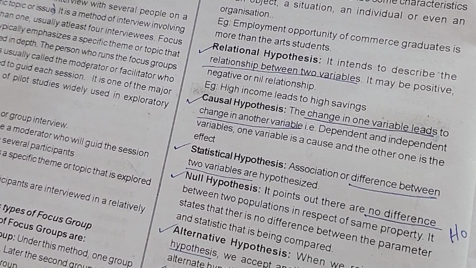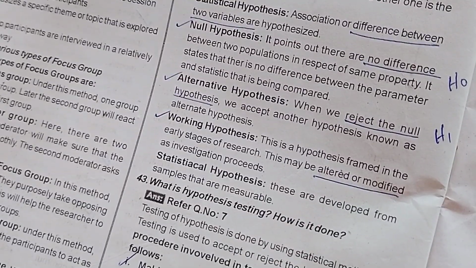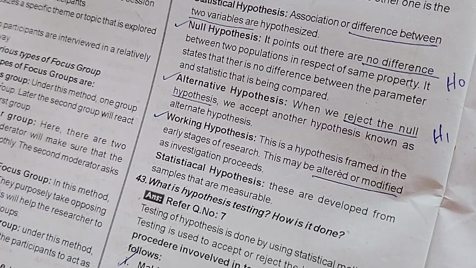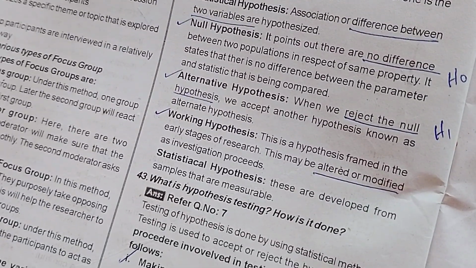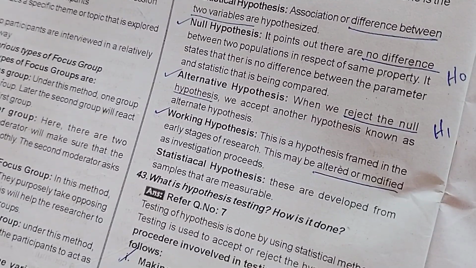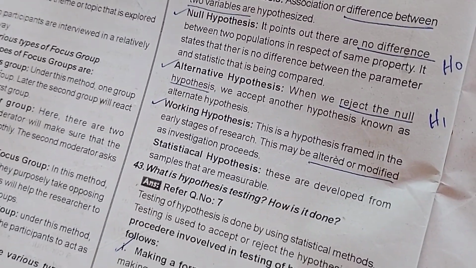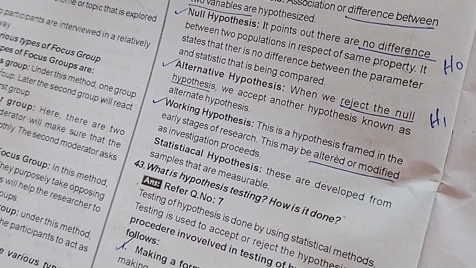Alternative hypothesis. When we reject the null hypothesis, we accept another hypothesis known as alternate hypothesis. Working hypothesis. This may be altered or modified as investigation proceeds. Statistical hypothesis. These are developed from samples that are measurable.